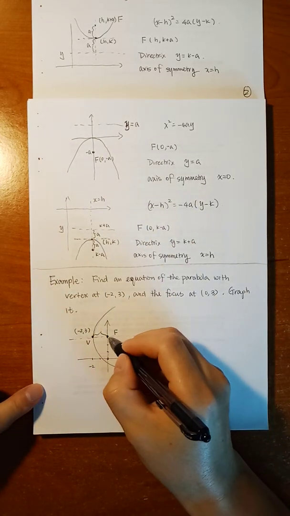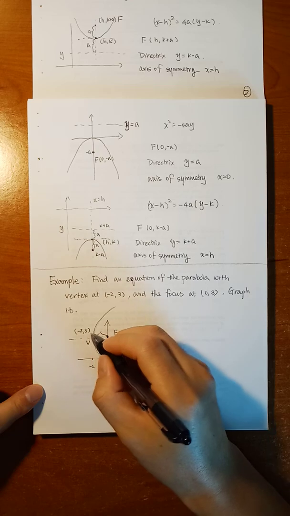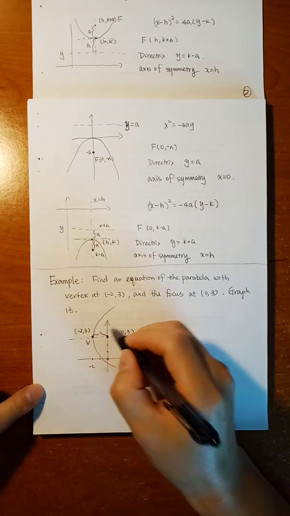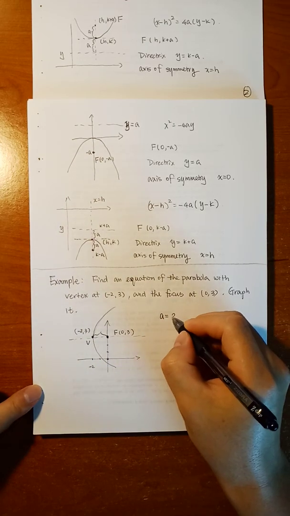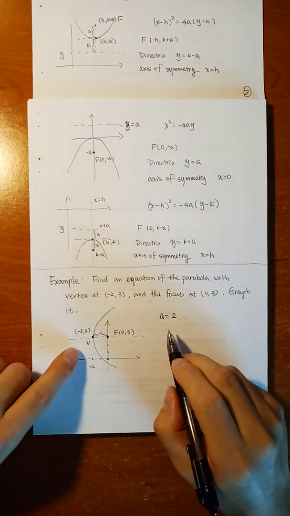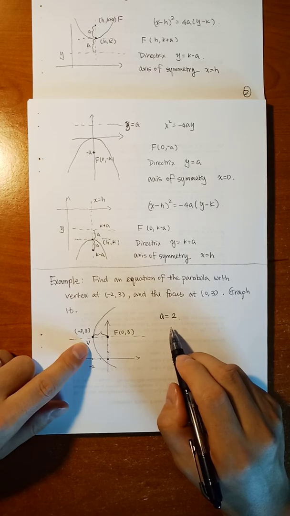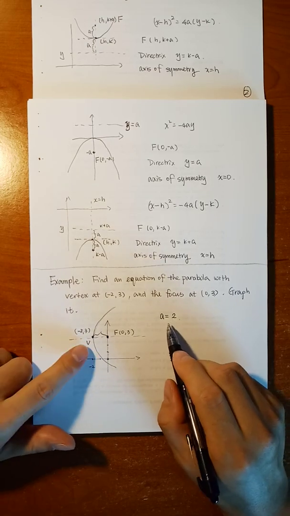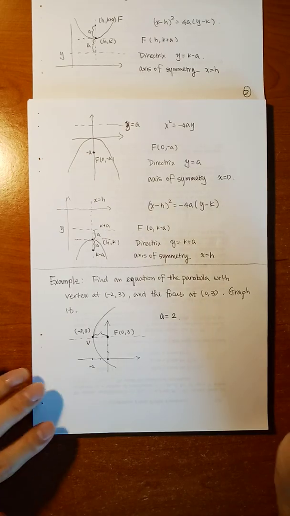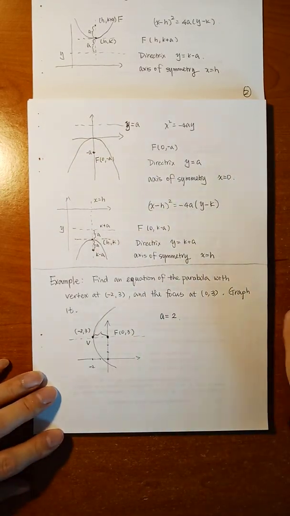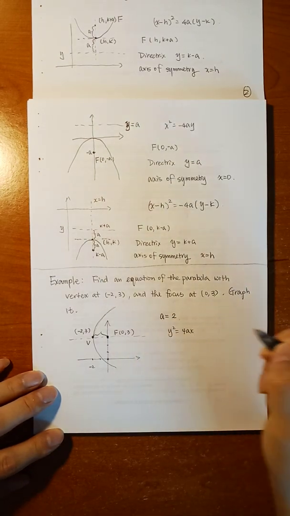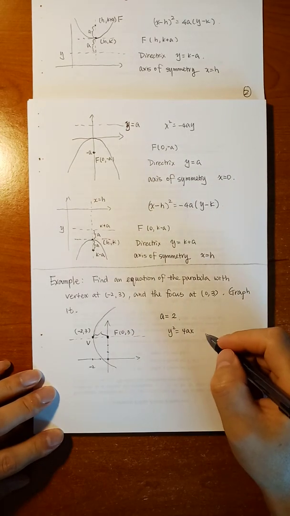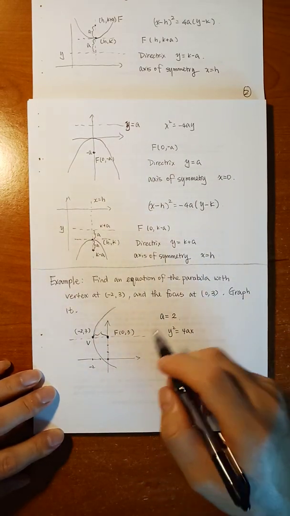So this is -2, 0. This is -2, 3. This is 0, 3. So the distance from -2 to 0, A is 2. A is equal to 2. It's very important. And after you get A is equal to 2, and it opens to the right, you get y squared is equal to 4ax. This is our first standard position.